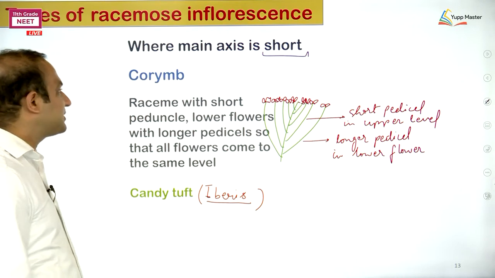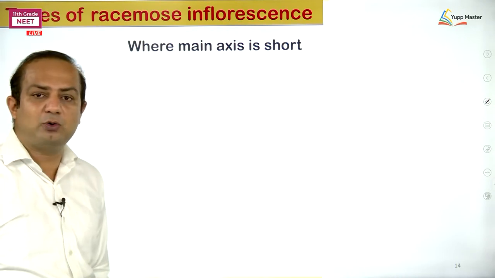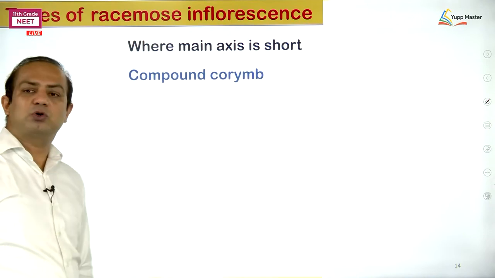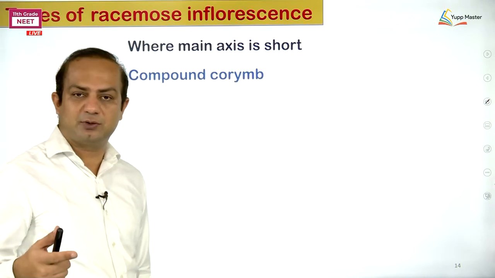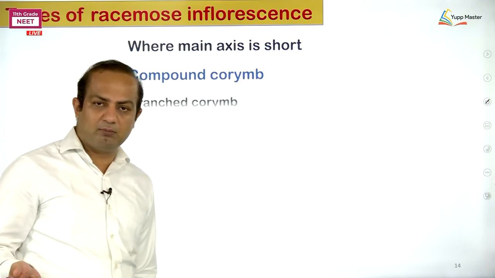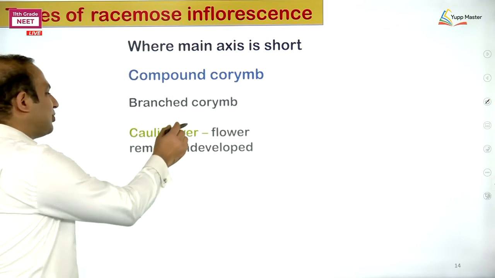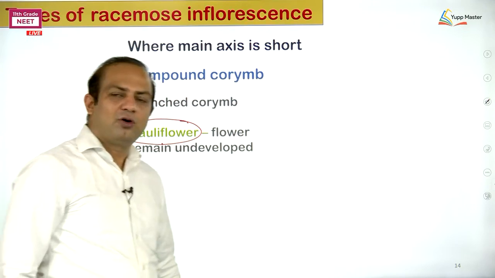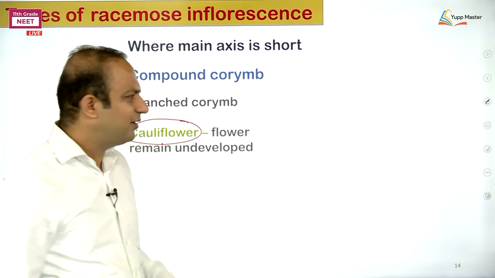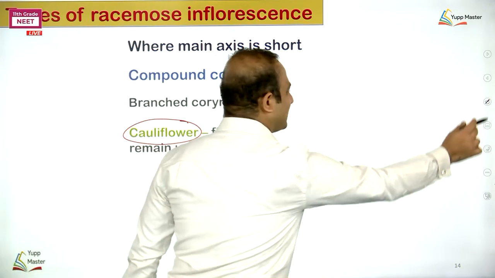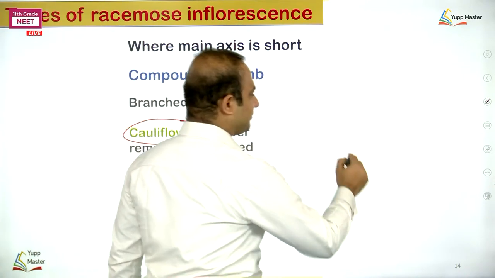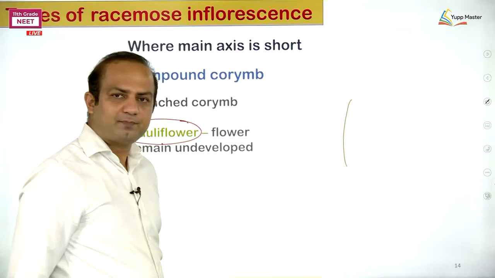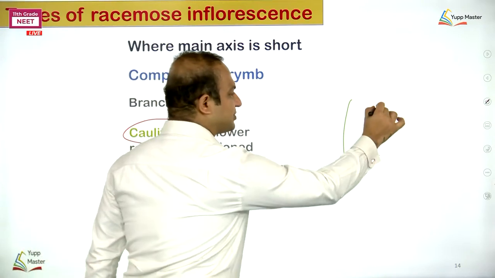Okay. The next character is compound corymb. Now, what is compound corymb? When the corymb is getting branched, it will be compound corymb. This one is simple and is seen in cauliflower. Now, how to make a cauliflower? It is the simple one. It is just like the peduncle, the branch of the peduncle.